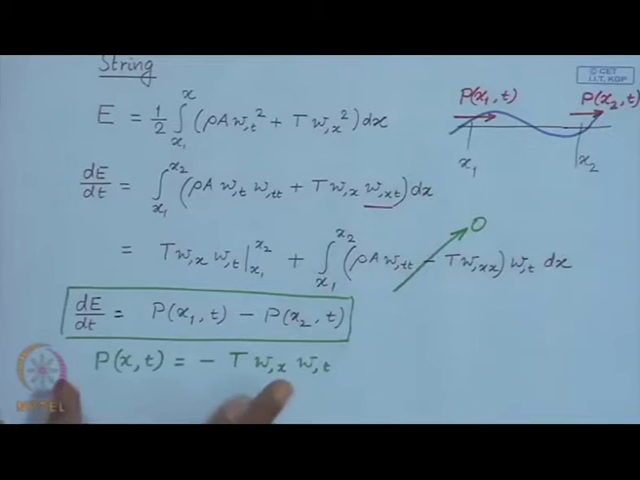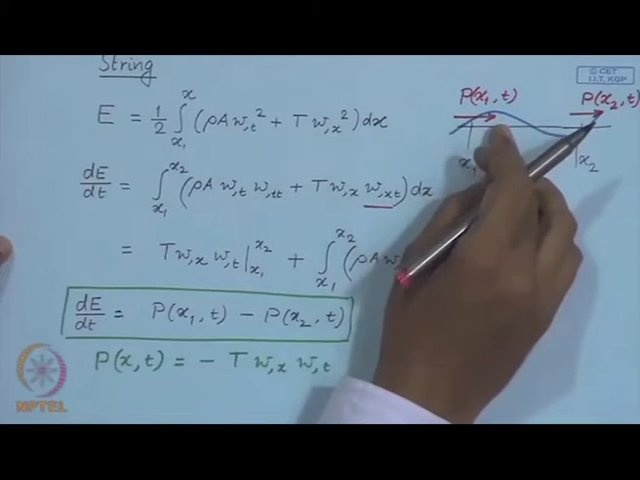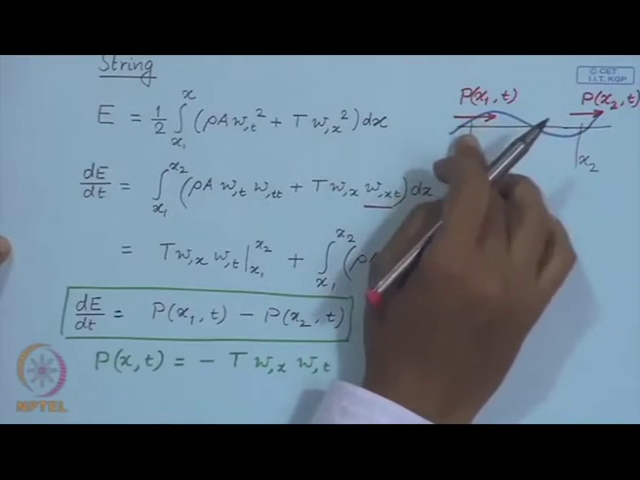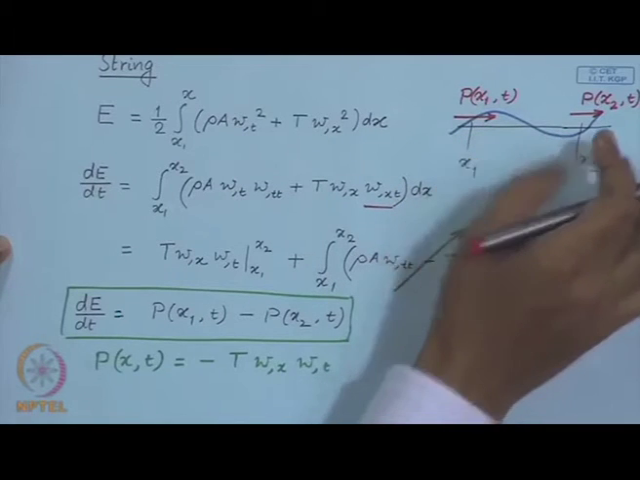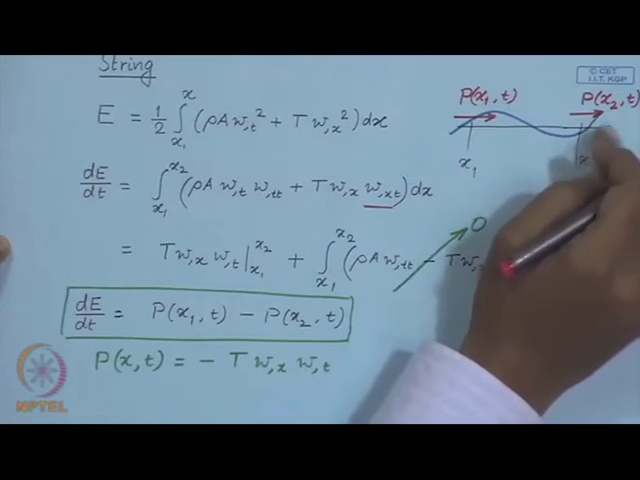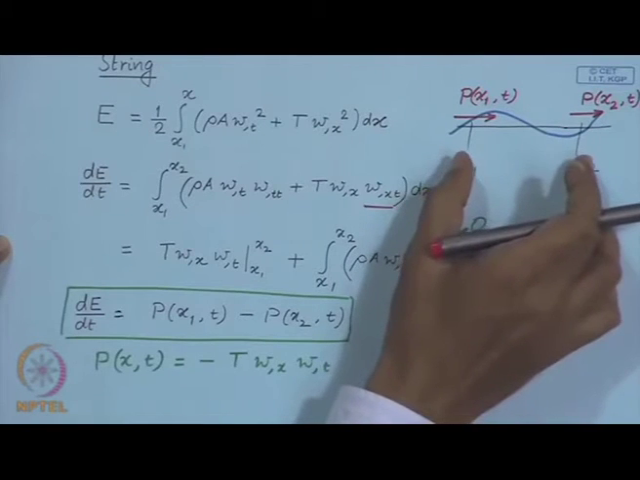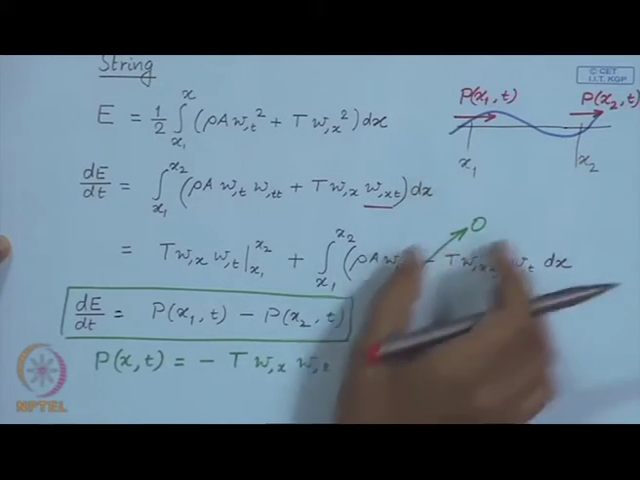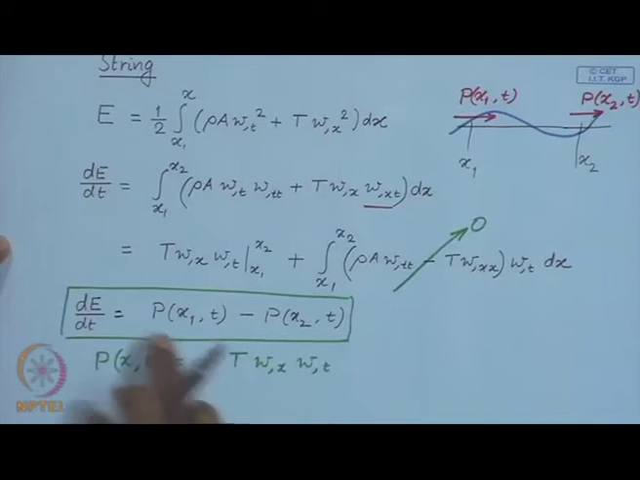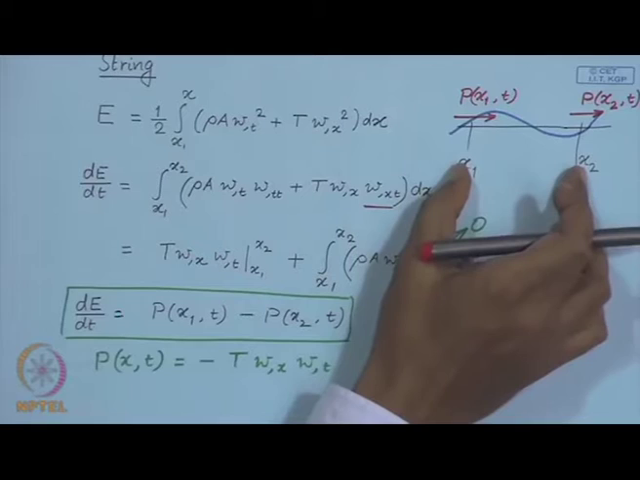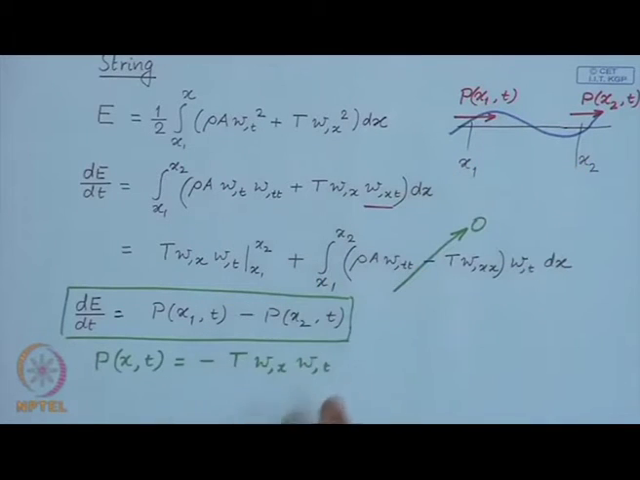So, power must come in through this boundary at x 1 and it must leave this boundary at x 2. So, the rate of change of energy must be the amount of power that is coming in minus the amount of power that is leaving this segment of the string. This therefore is the instantaneous power flowing.